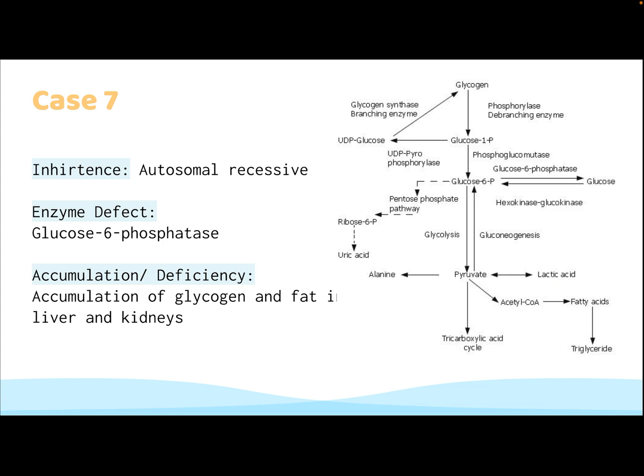So these individuals will have accumulation of glycogen and fat. Remember in the scenario they had fatty cheeks. It is not only glycogen that accumulates, the fat also accumulates in the liver, the kidneys, and the other body tissues, giving the other features in this disease.